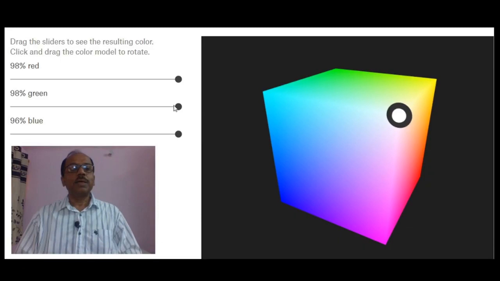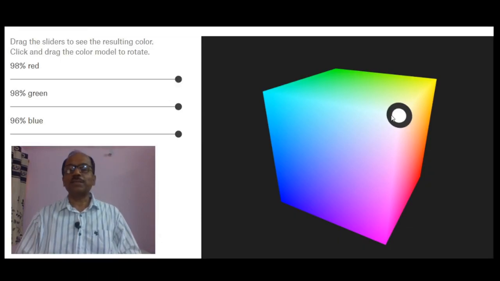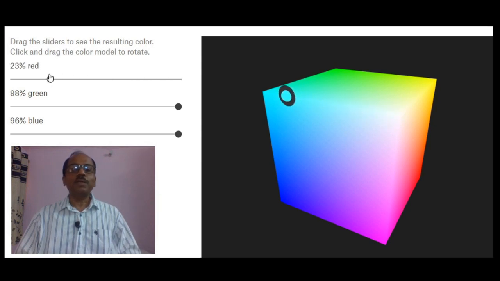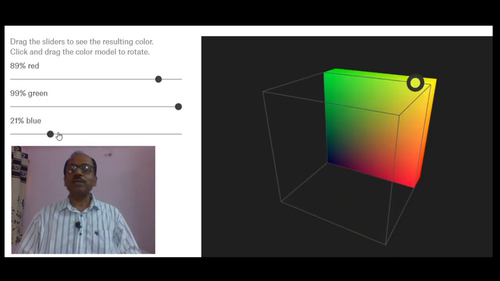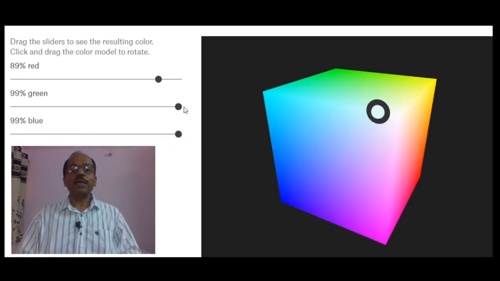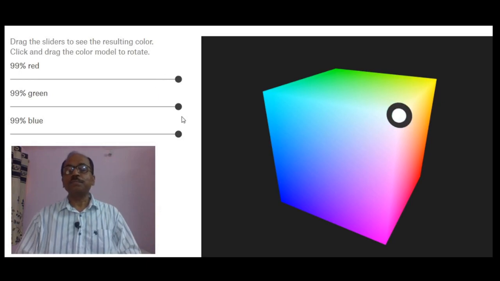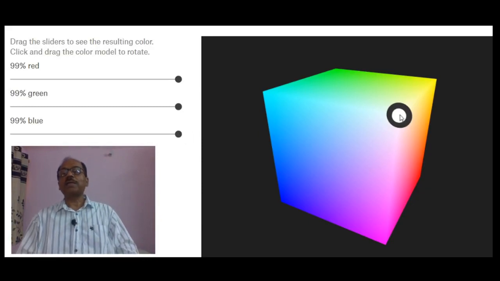As you know, the red color is placed on the x-axis. So if we move this ring, it moves horizontally on the x-axis. Likewise, the green color is placed on the y-axis, and it moves vertically, and the blue color is placed on the z-axis, so it moves diagonally. So now you understand how these colors are placed on various axes. Now if all are at 100%, then the color will be white, as you see in the enclosed circle.